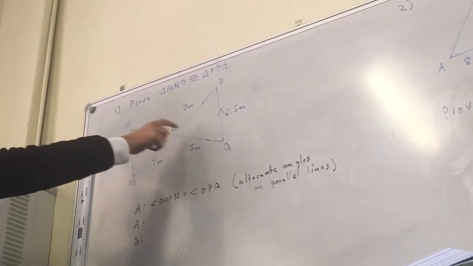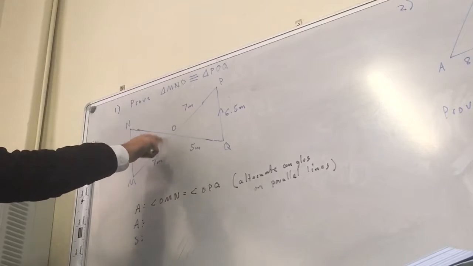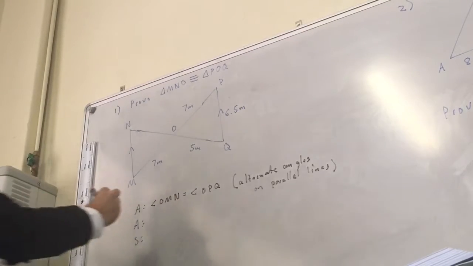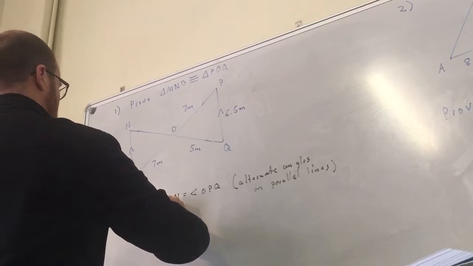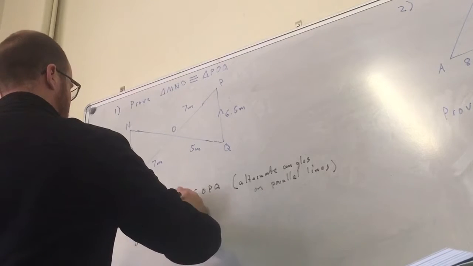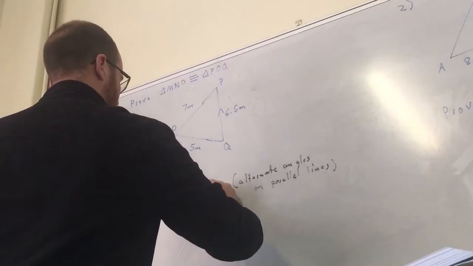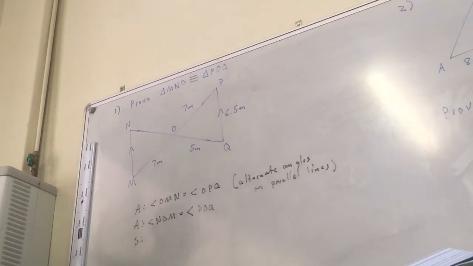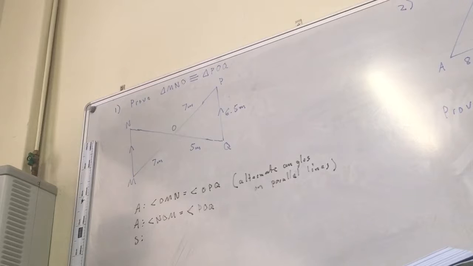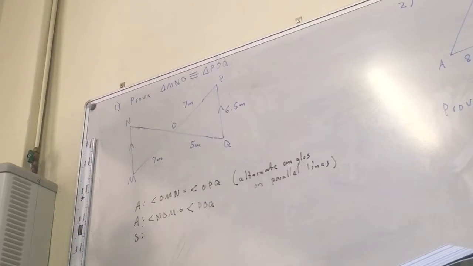Is these? So we can say these are vertically opposite. So you can say angle NOM, angle NOM, works better because you've got angle NOM. So angle NOM is equal to angle POQ. Those ones are equal, and the reason is they are vertically opposite.